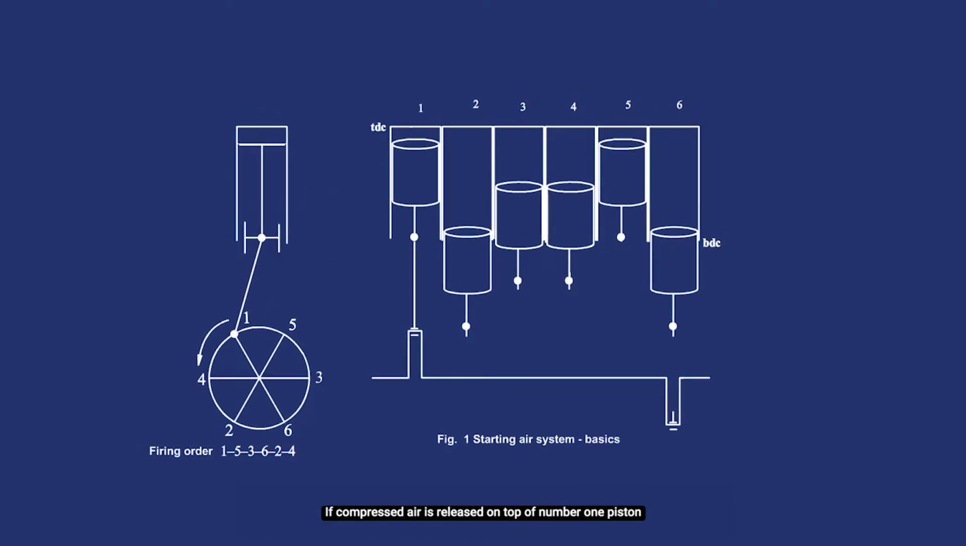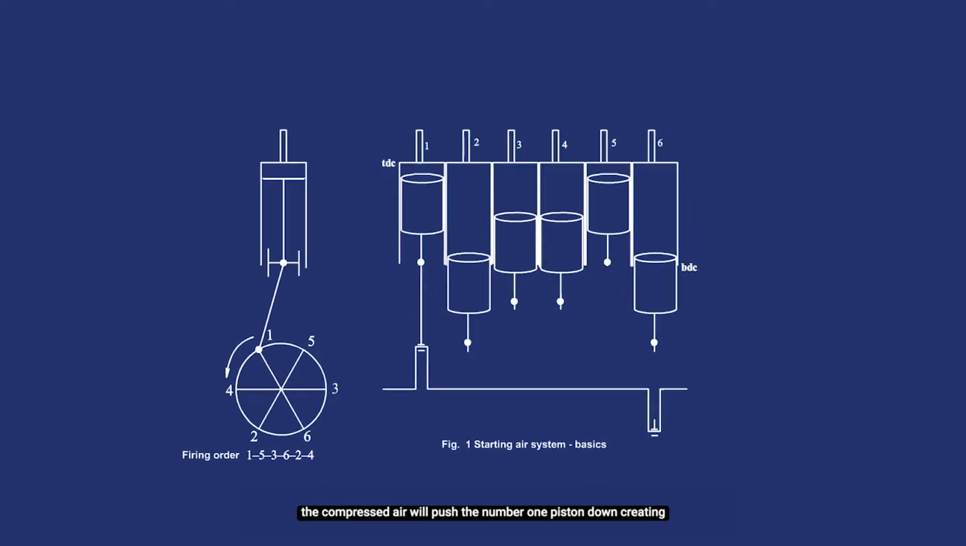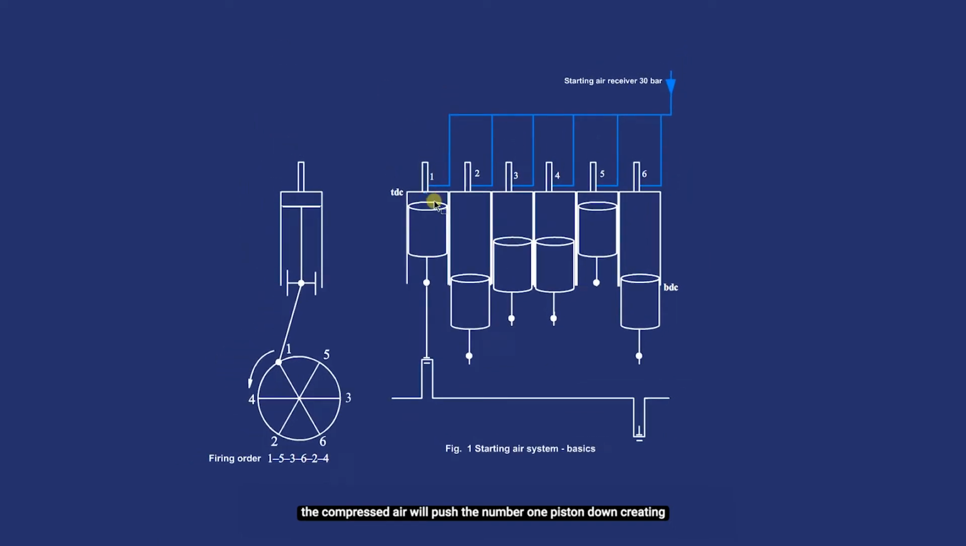At this instant, with the engine shown in a particular stop position, if compressed air is released on top of number 1 piston, the compressed air will push the number 1 piston down, creating a turning moment at number 1 crank pin for the crankshaft to turn in anti-clockwise direction. The turning moment created at the number 1 crank pin is the product of the pressure of the air on the piston top, the area of the piston, and the distance of number 1 crank pin from the center of the crankshaft. This turning moment will gradually increase as the number 1 piston keeps traveling down.